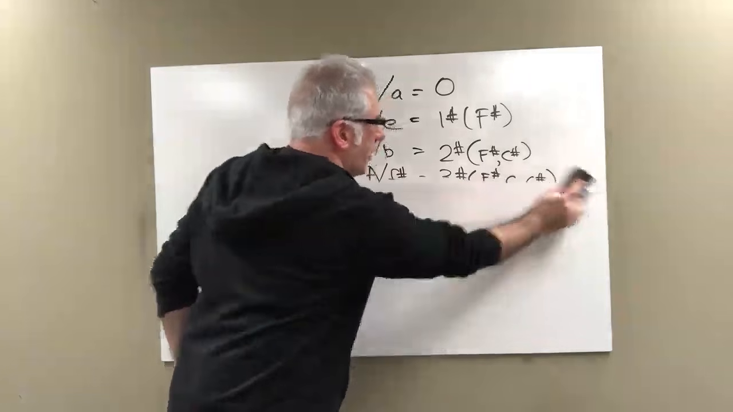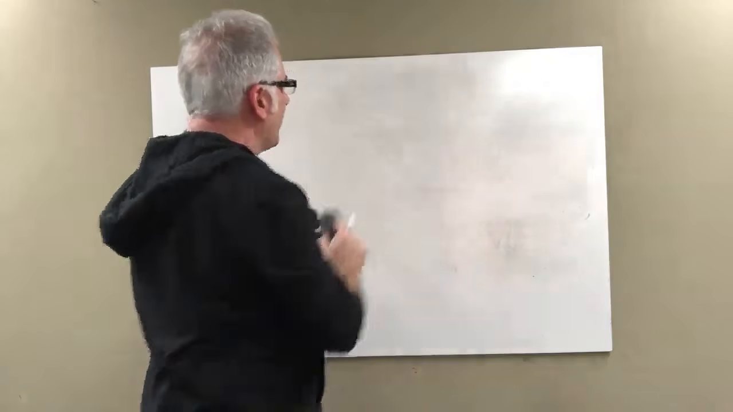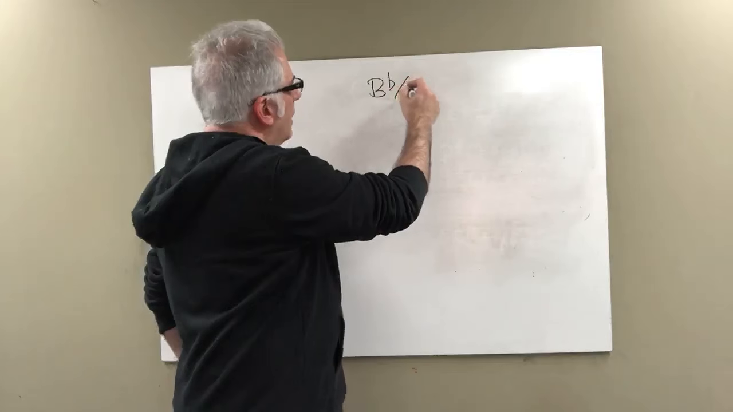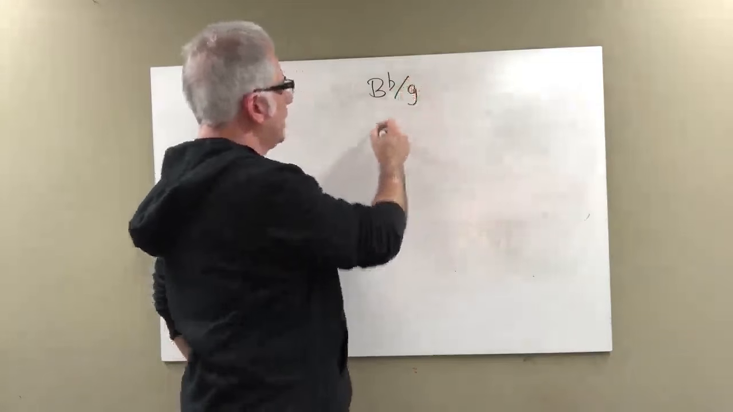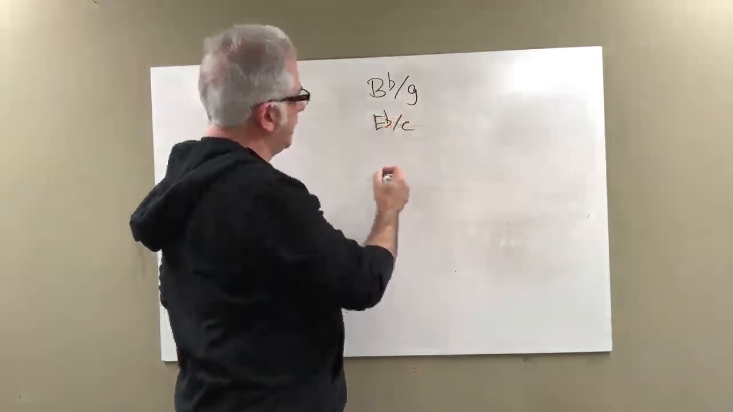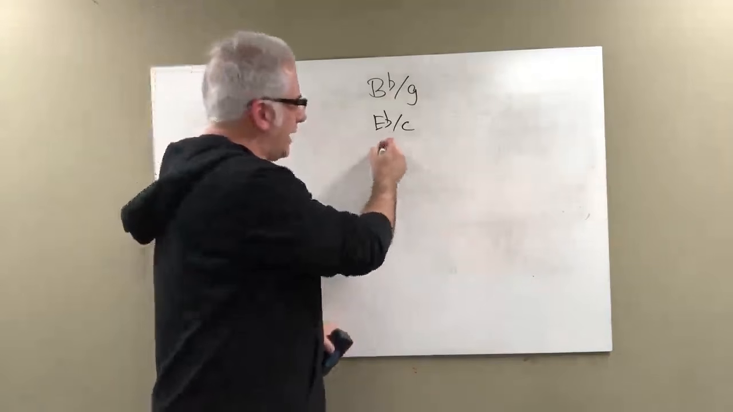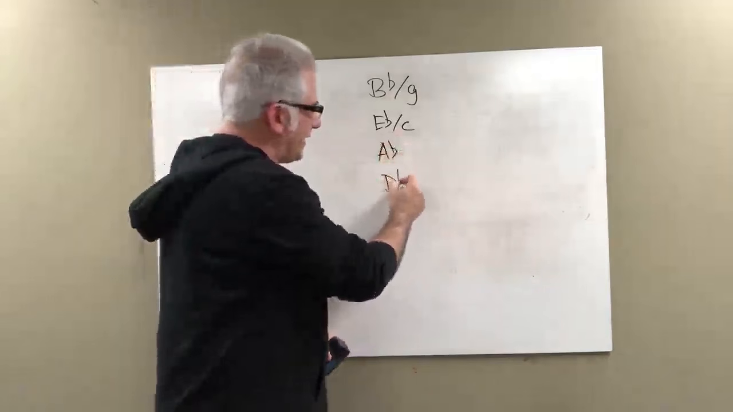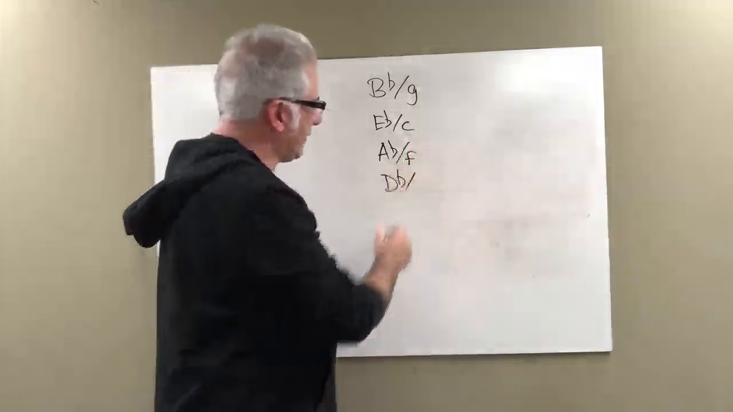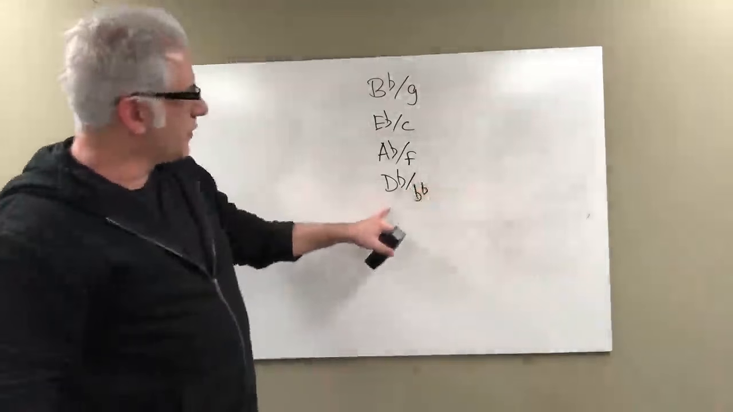Flats work the same way. If you know the flat side, B flat and G minor, then you've got E flat and C minor. What am I going to do here? Remember, B, E, A, D? You know the drill, right? A flat, D flat. A flat is going to be F minor. D flat is going to be B flat minor. And then G flat.